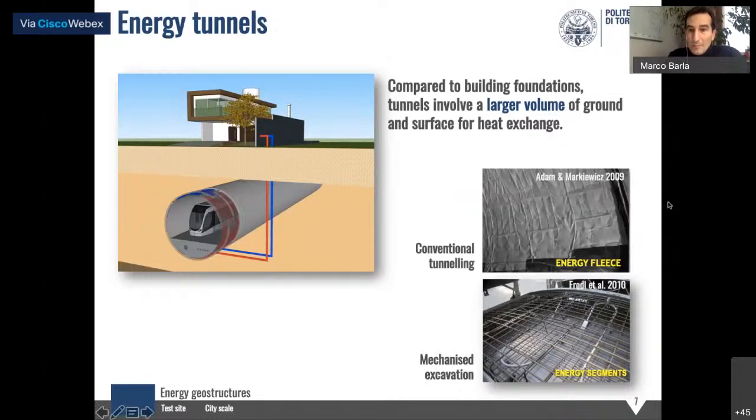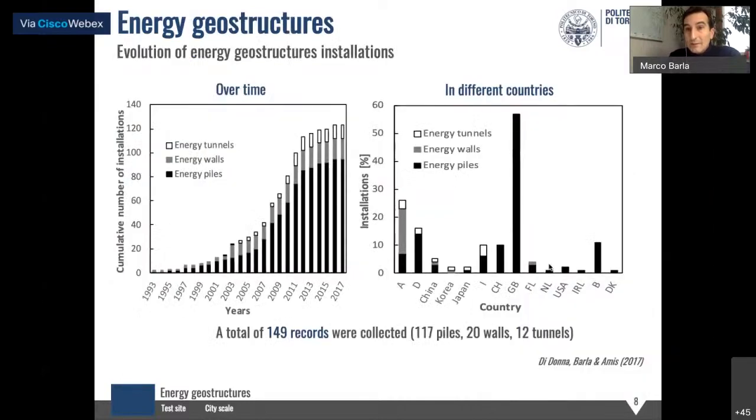Somebody has developed ways of thermally activating tunnels excavated with conventional methods, others with segments. We've been working with segmental lining and TBM tunneling, and we're going to see some examples later. This is a chart. It looks like the ones that Gregor showed at the very beginning, but it's just related to energy geostructures. You can see here that the numbers are quite limited, quite small. The impact of this with respect to renewable energy and even with respect to shallow geothermal energy is relatively small.